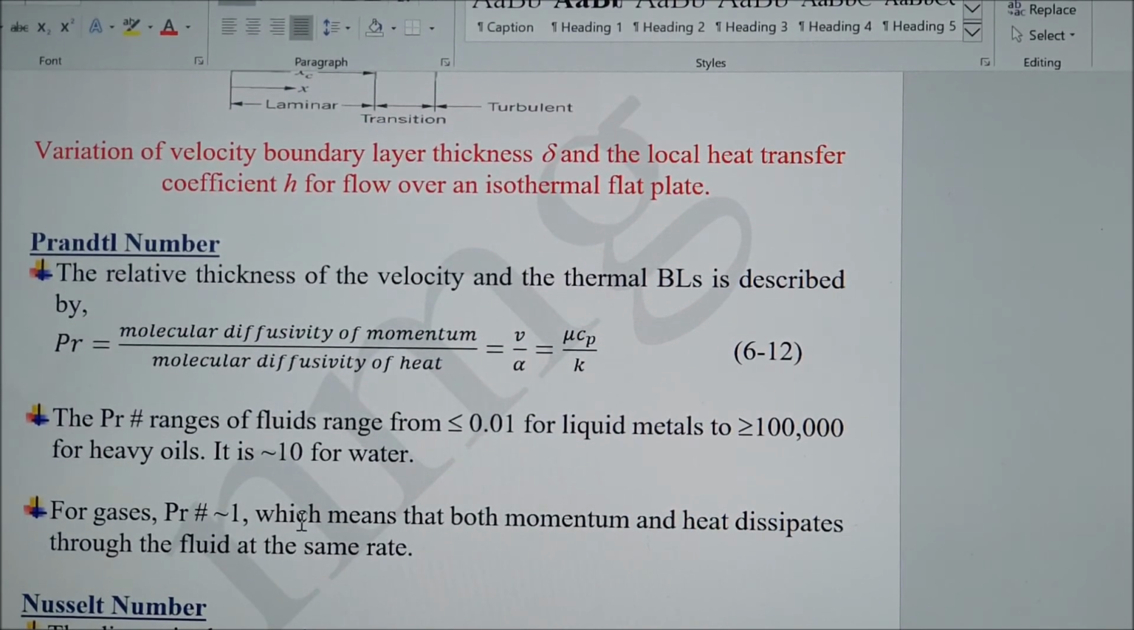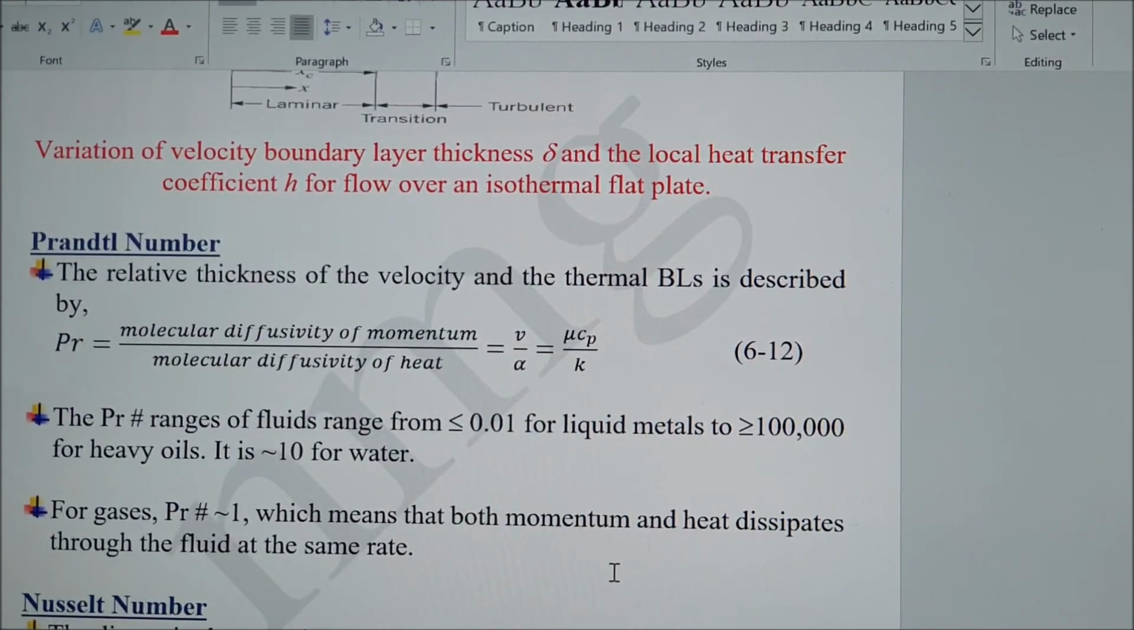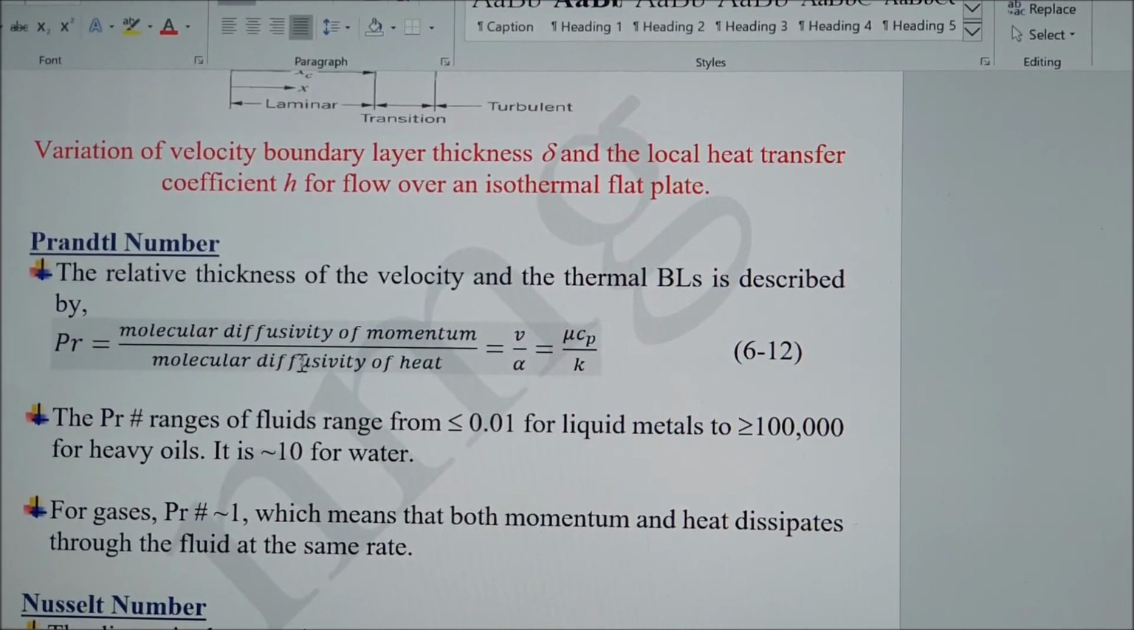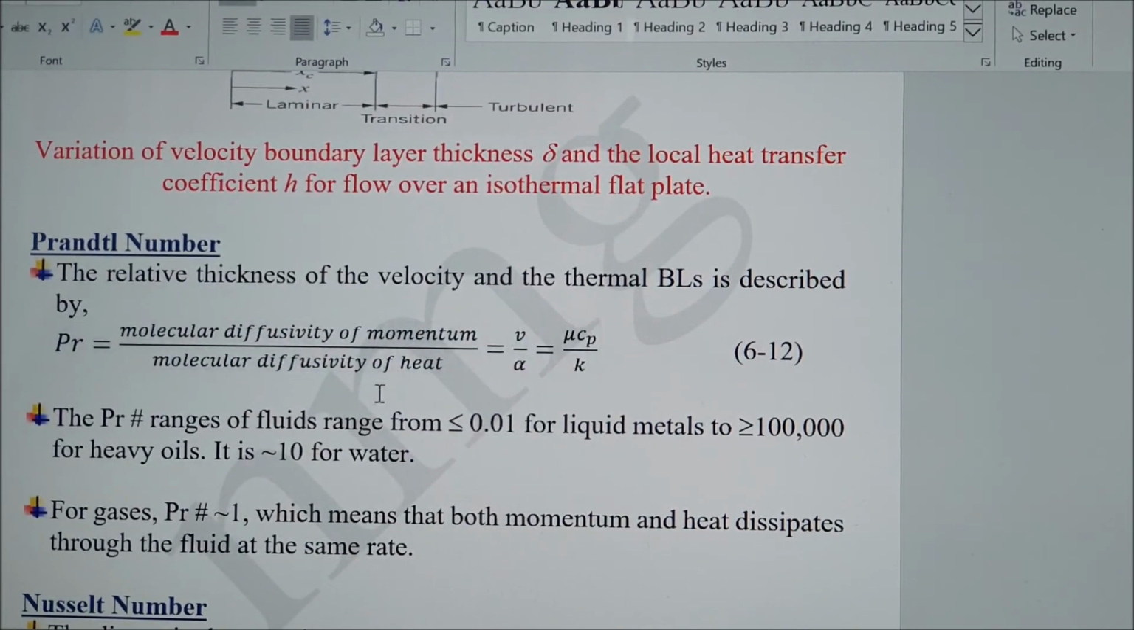For gases, Prandtl number is about 1, which means that both momentum and heat dissipate through the fluid at the same rate. Why? Look at this. If this is approximately 1, then the numerator and the denominator are about the same order of magnitude. If it is very, very large, let's say greater than 100,000, you know that the diffusivity k is very, very small and mu Cp is large. Vice versa for liquid metal.